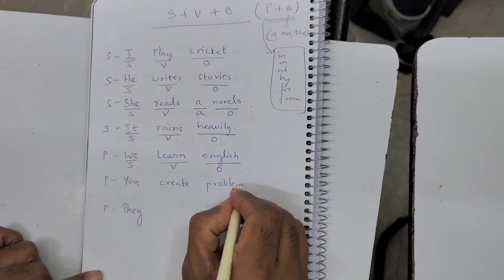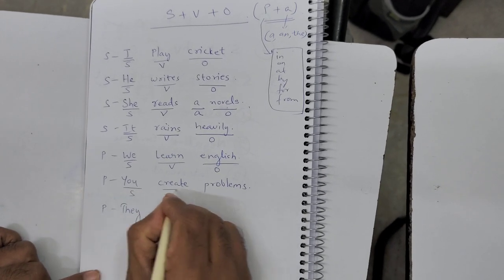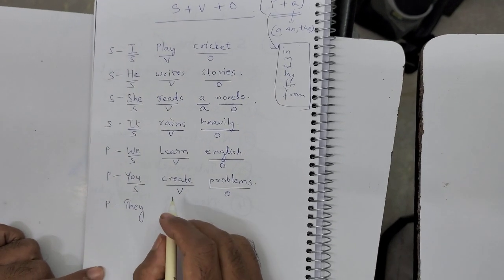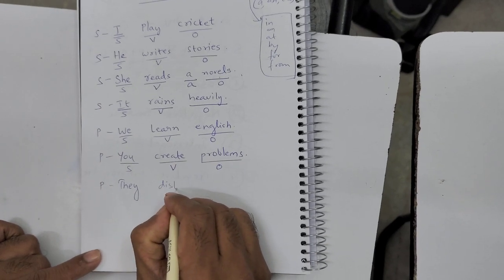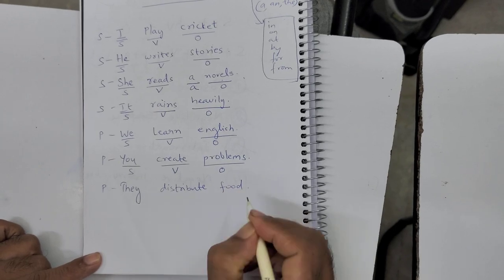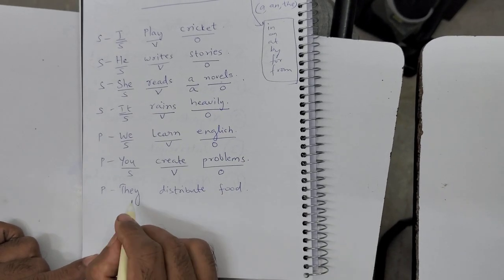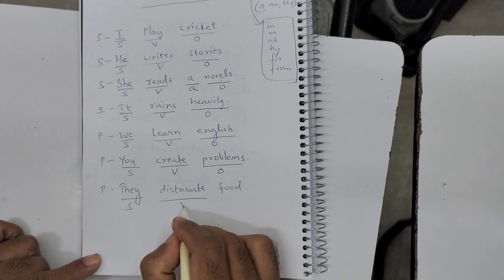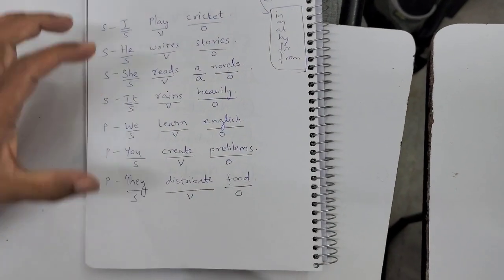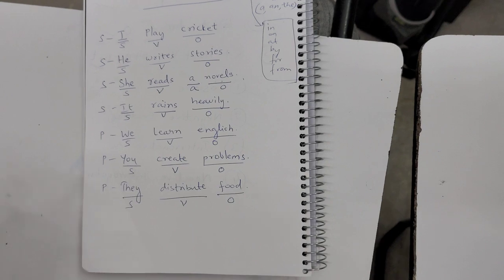You create problems. So "you" is the subject, "create" is the verb, and "problems" is the object. They distribute food. They is the subject, distribute is the verb, and food is the object. So this is how you make sentences by using the first formula.